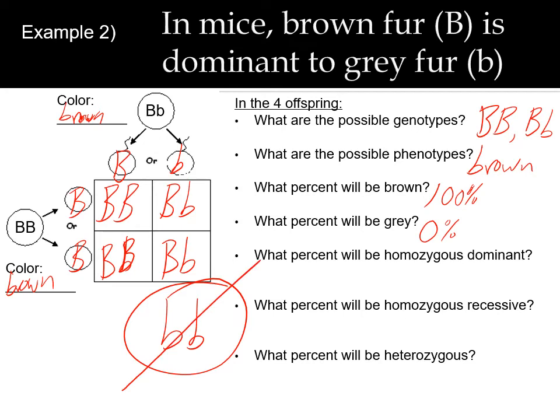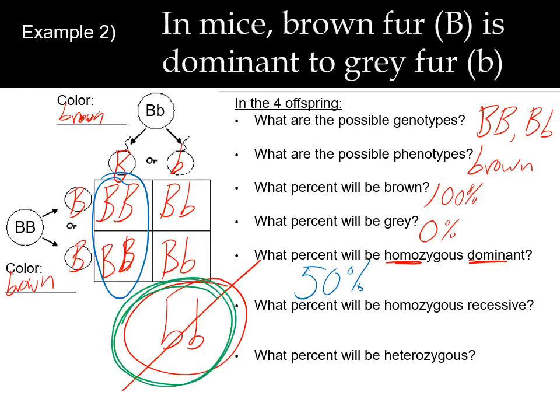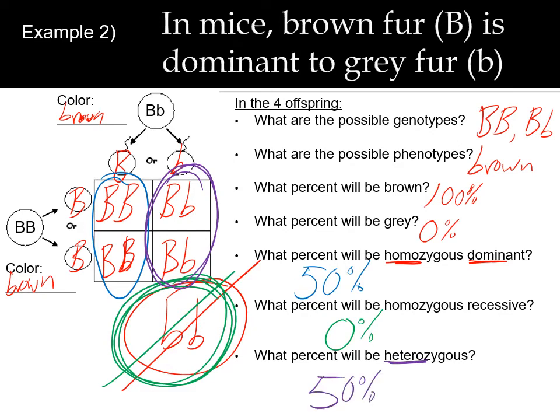What percent will be homozygous dominant? Do any of our offspring here have two... Remember, homo means same, dominant means big. So do any of them have two of the same uppercase letter? And we see two of those right here. That's 50% homozygous dominant. Are any homozygous recessive? Do we see any right here with the two little case letters? And we do not. I crossed that out the first time. Let's cross out again. So 0% will be homozygous recessive. And let's go with purple. I haven't used that color. What percent will be heterozygous? We have two right here, big B, little b. Hetero meaning different. That is the other 50% that will be heterozygous with a big letter and a little letter.